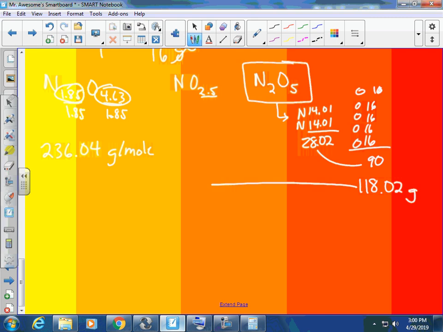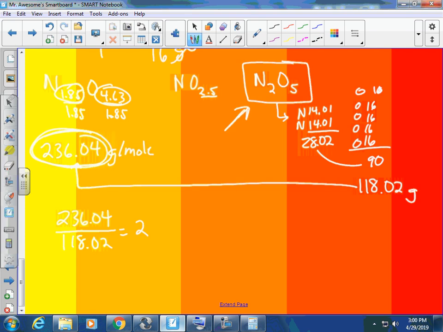Now what we want to do is compare it to this and see how many times larger this is. If I take 236.04 and divide it by 118.02, I'll see that that comes out to be 2. So the real molar mass is just 2 times as big as this. So in order to get the actual molecular formula, I'm just going to multiply everything by 2. Instead of a subscript of 2, it's 2 times 2, which is 4. Instead of a subscript of 5, it's 2 times 5, for a subscript of 10. And that's how you go from the empirical formula to the molecular formula.